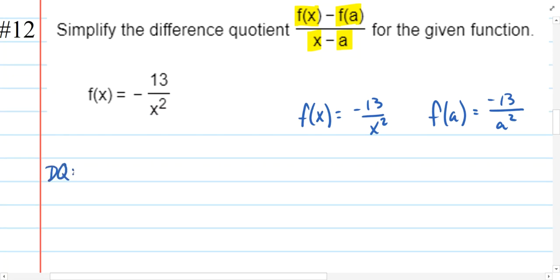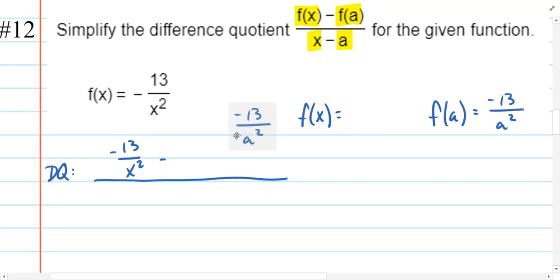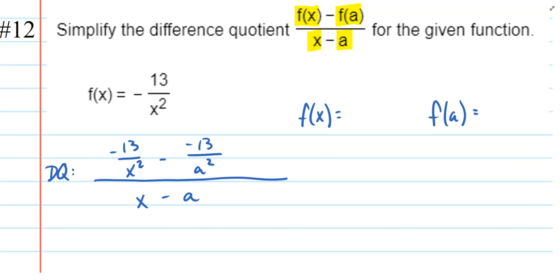So as far as our difference quotient this time, let's go with the big fraction. We need f of x minus f of a all over x minus a. Now to make things just a little bit easier, I'm going to note that f of x minus f of a, we're subtracting a negative 13 over a squared. So I'm going to go ahead and change this to just adding 13 over a squared.